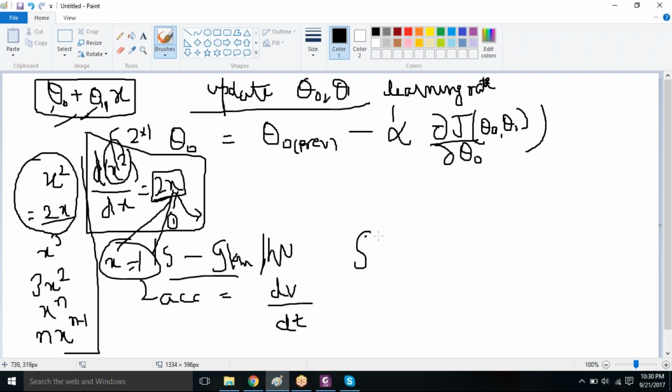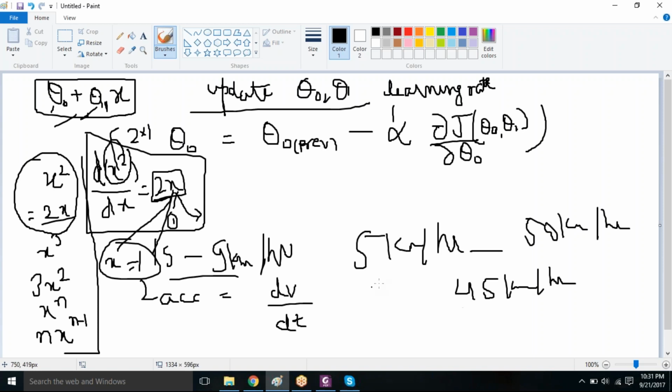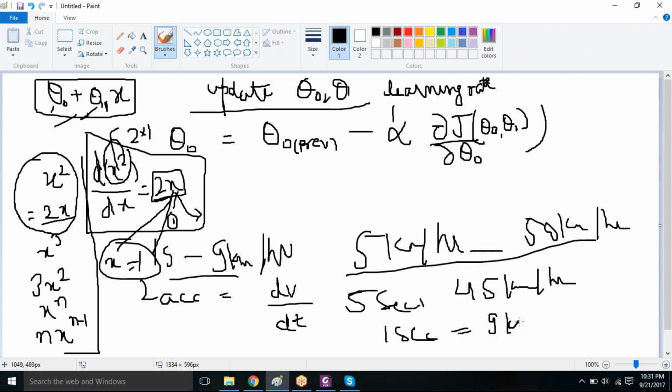So if you started from 5 km per hour to 50 km per hour, basically a 45 km per hour change, and suppose you made it in 5 seconds, then in 1 second you will go 9 km per hour, right? If I increase the time by 1 second, your speed is going to change by 9 km per hour. So here the derivative is telling you the 1 to 9 ratio. I want to give you the intuition of derivative here, and that is the particular magic which is involved here.